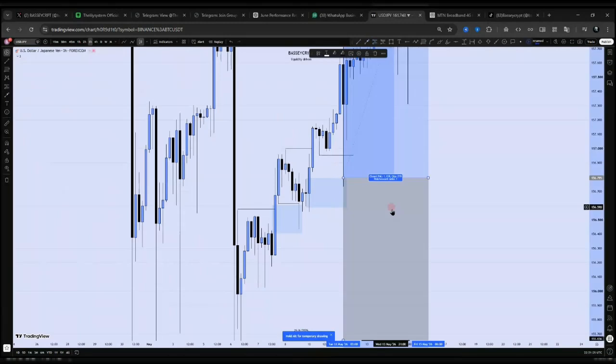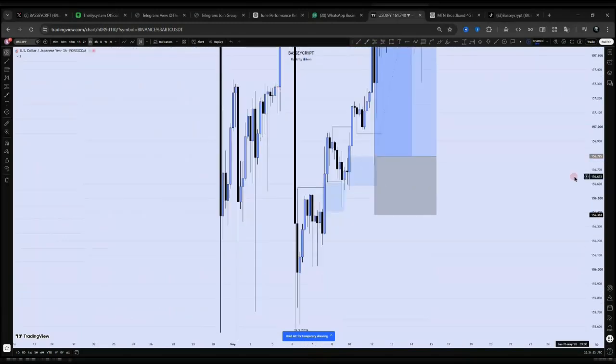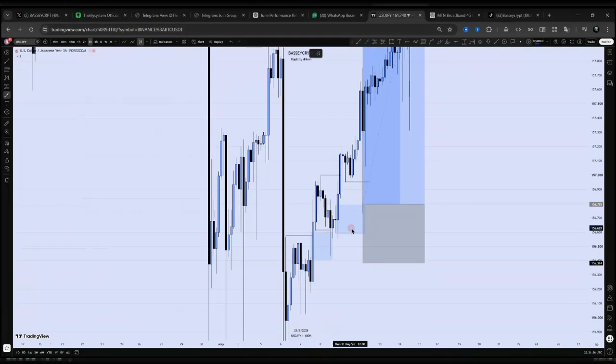Then I'll put my stop loss just below that liquidity sweep low. This particular liquidity sweep low. This is my stop loss. Then I'll put my take profit area at the nearest high. Remember, my stop loss is below this particular low. Just focus below this particular low. This is my stop loss.